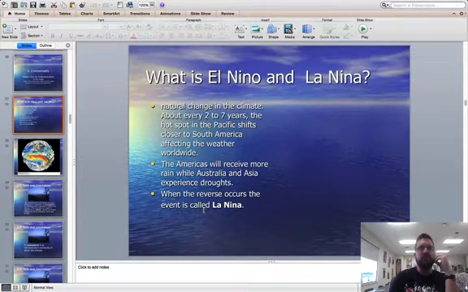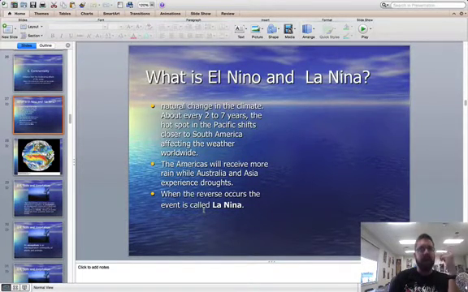So during El Nino years, you're going to see it be dry in Australia and most of Asia. You're going to see drought and really hot temperatures, while here in the Americas, you're going to see generally cooler temperatures and a lot more rain. So one of the reasons why we saw more rain this past year and just got dumped on was because of El Nino. We had one of the strongest El Ninos in recorded history.